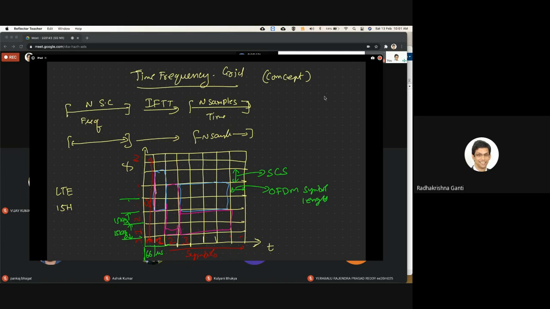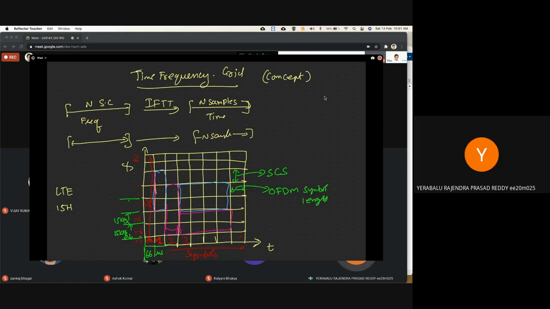So it's a combination of both FDD and TDD when you do multiple access. Sorry, not FDD and TDD. Sorry, FDMA and TDMA. You are separating out users in both time and frequency, but you are using the time frequency grid to do this.